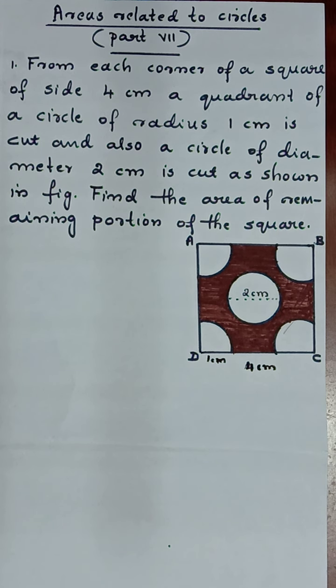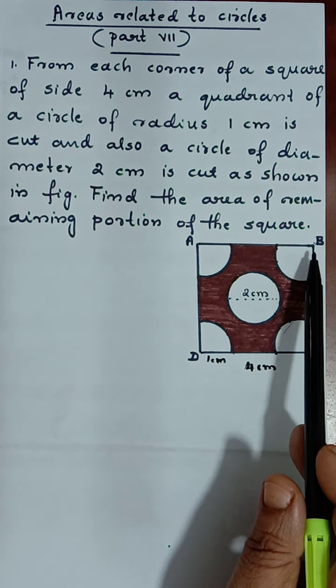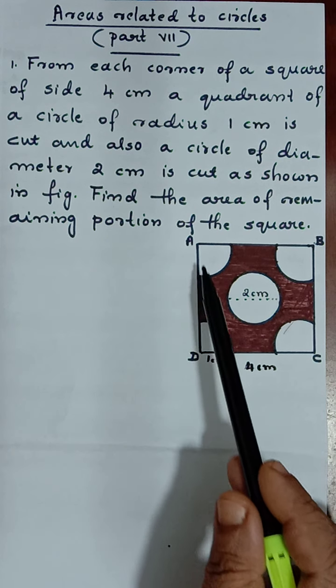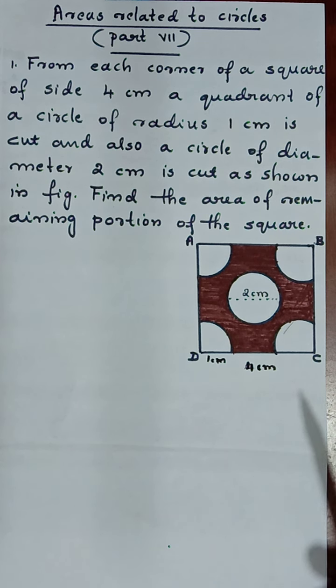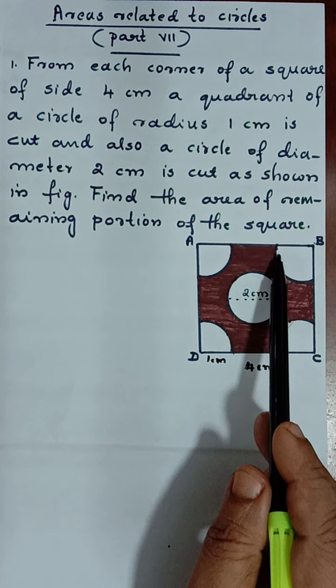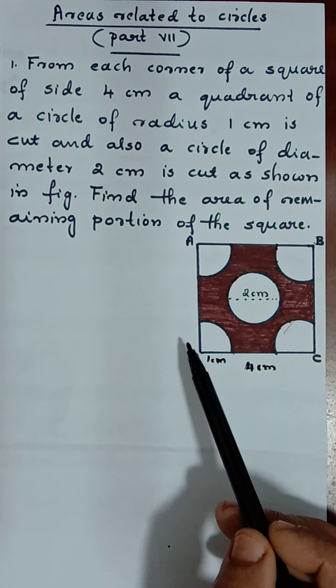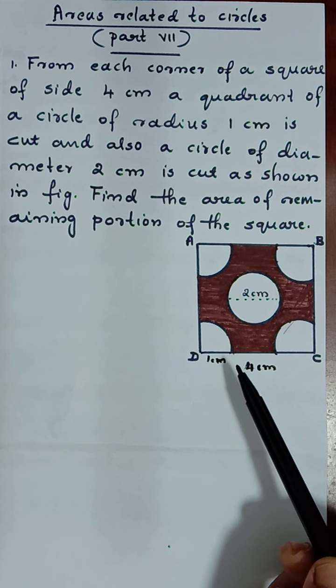From each corner of a square of side 4 centimeter, AB, BC, CD and DA of 4 centimeter, a quadrant of a circle of radius 1 centimeter is cut out. This is a quadrant. You can see on 4 sides we have a quadrant. A quadrant is a part of the circle. It is 1/4 of a circle having radius 1 centimeter.